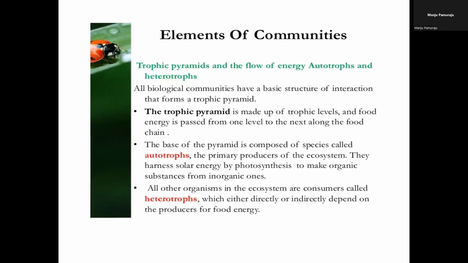So the next one is the trophic pyramid and flow of energy, that is autotrophs and heterotrophs. All biological communities have the basic structure of interaction that forms a trophic pyramid. That is a diagrammatic representation of these trophic levels, which constitute the pyramid. It is made up of trophic levels, and food energy is passed from one level to the next along with the food chain. So the base of the pyramid is composed of species.